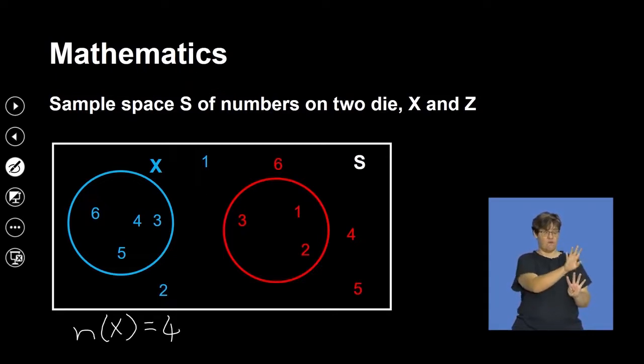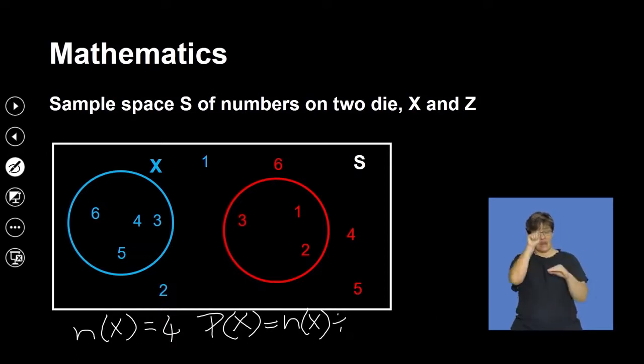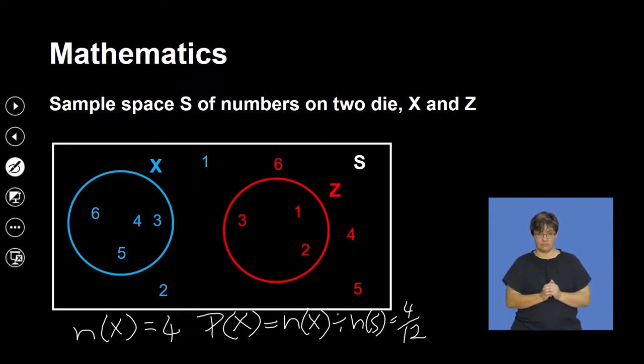And what's the probability? Well, the probability of X is going to be the total of the number in X divided by the number in the sample space. And if we do that, we'll recognize that is going to be a value of 4 out of 12. Okay, let's see if we've got that.